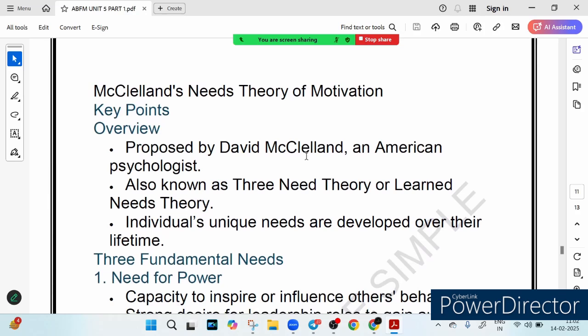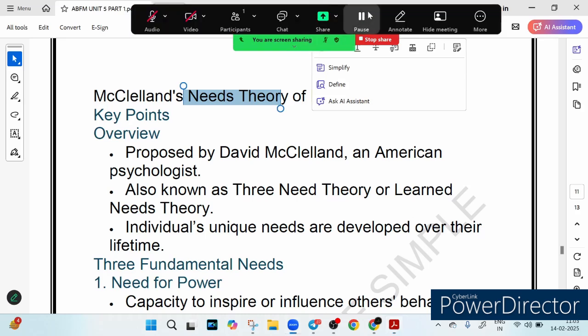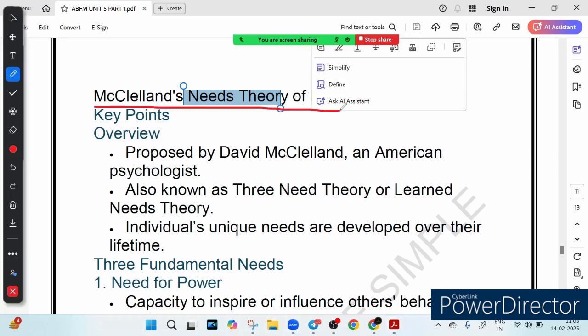Now let's discuss some other important theories of motivation. The first theory is the Porter and Lawler theory. Let's talk about this particular theory. Before going to that, let's understand the McClelland need motivation theory. So before diving into the Porter theory, let's discuss the McClelland need theory of motivation.